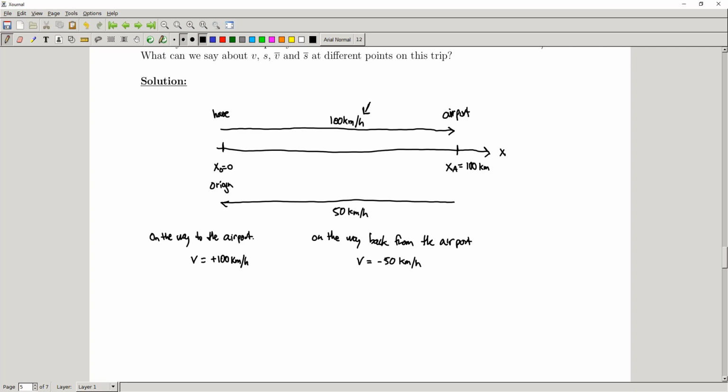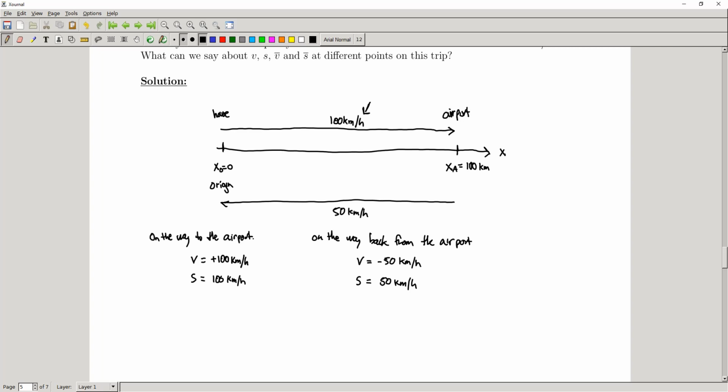Okay. What are our instantaneous speeds going to be along both of these different directions? So our speed at any point going to the airport, well, that's just the absolute value of the instantaneous velocity, right? And so that's just going to be 100 kilometers per hour. And similarly, on the way back, it's just going to be the absolute value of the instantaneous velocity again, and so that's just going to be 50 kilometers per hour. Right, so in taking the absolute value, we're just dropping this negative sign here.